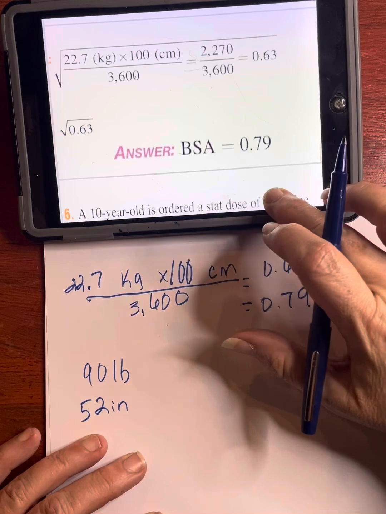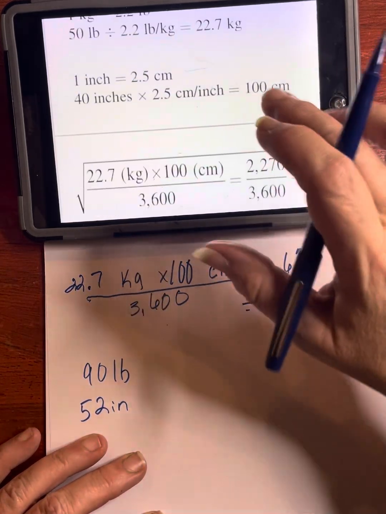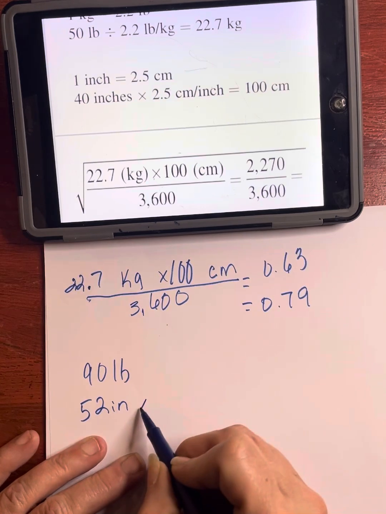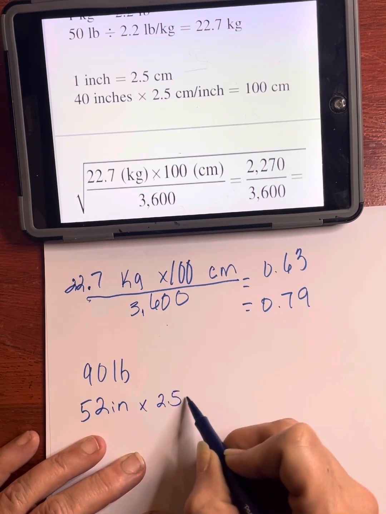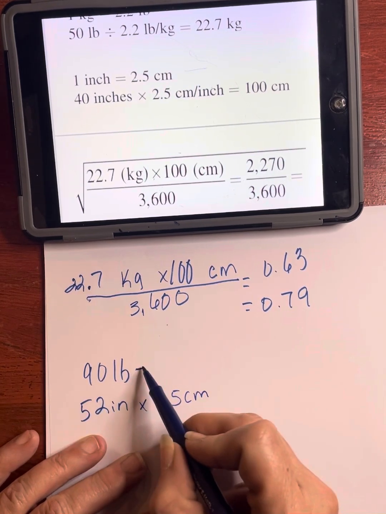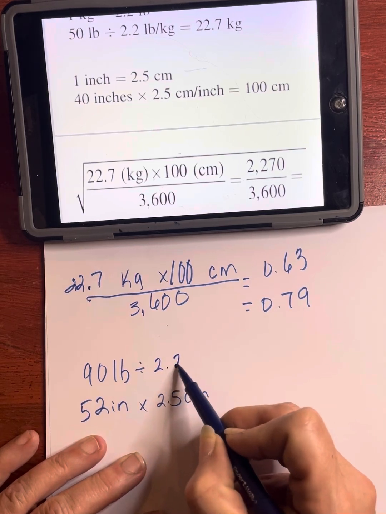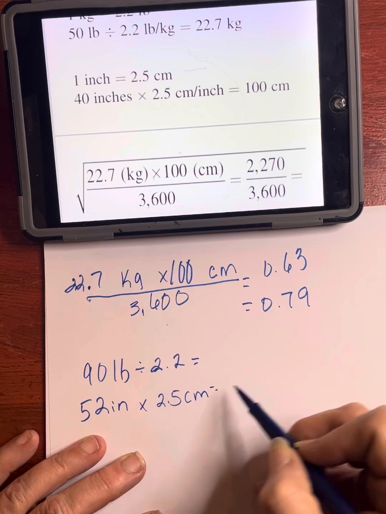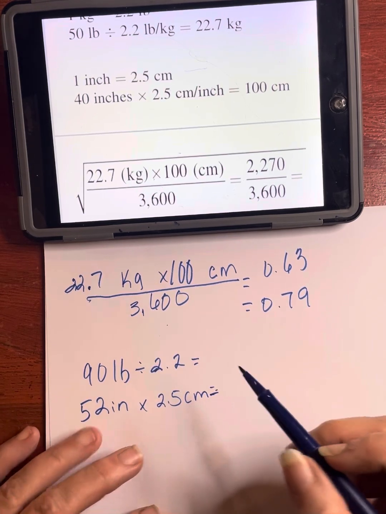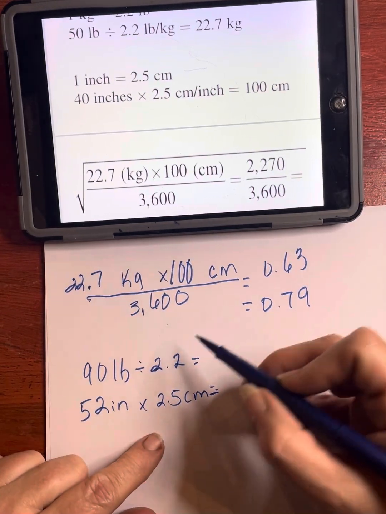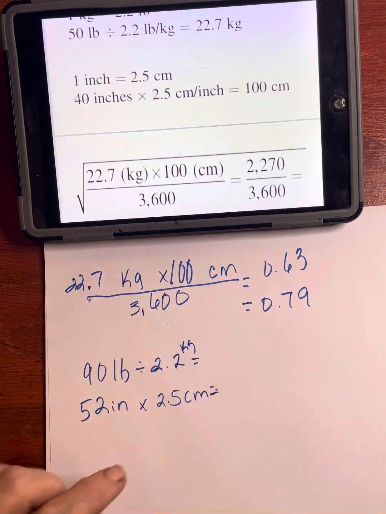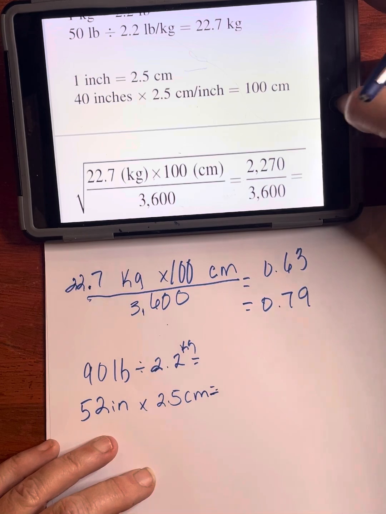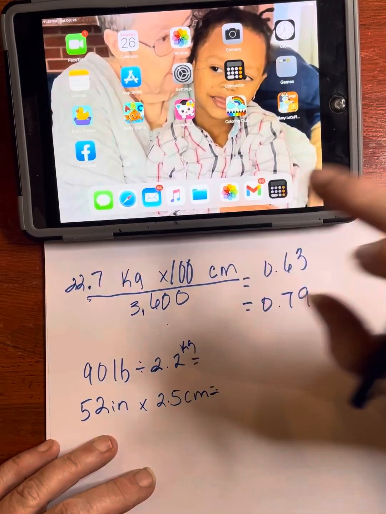Now, remember what it said up here? We're going to have to multiply 52 times 2.5 centimeters. And we're going to have to divide by 2.2 to get the kilograms.